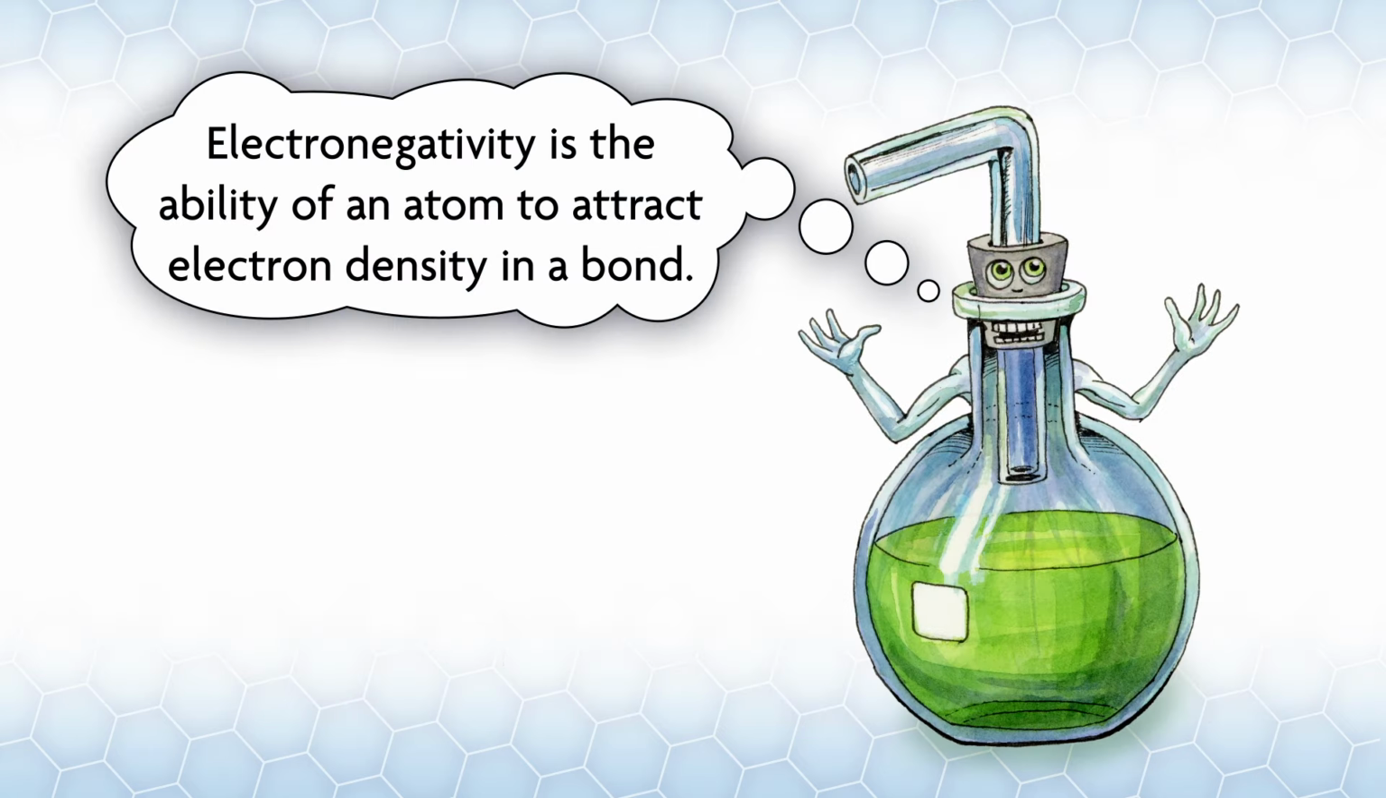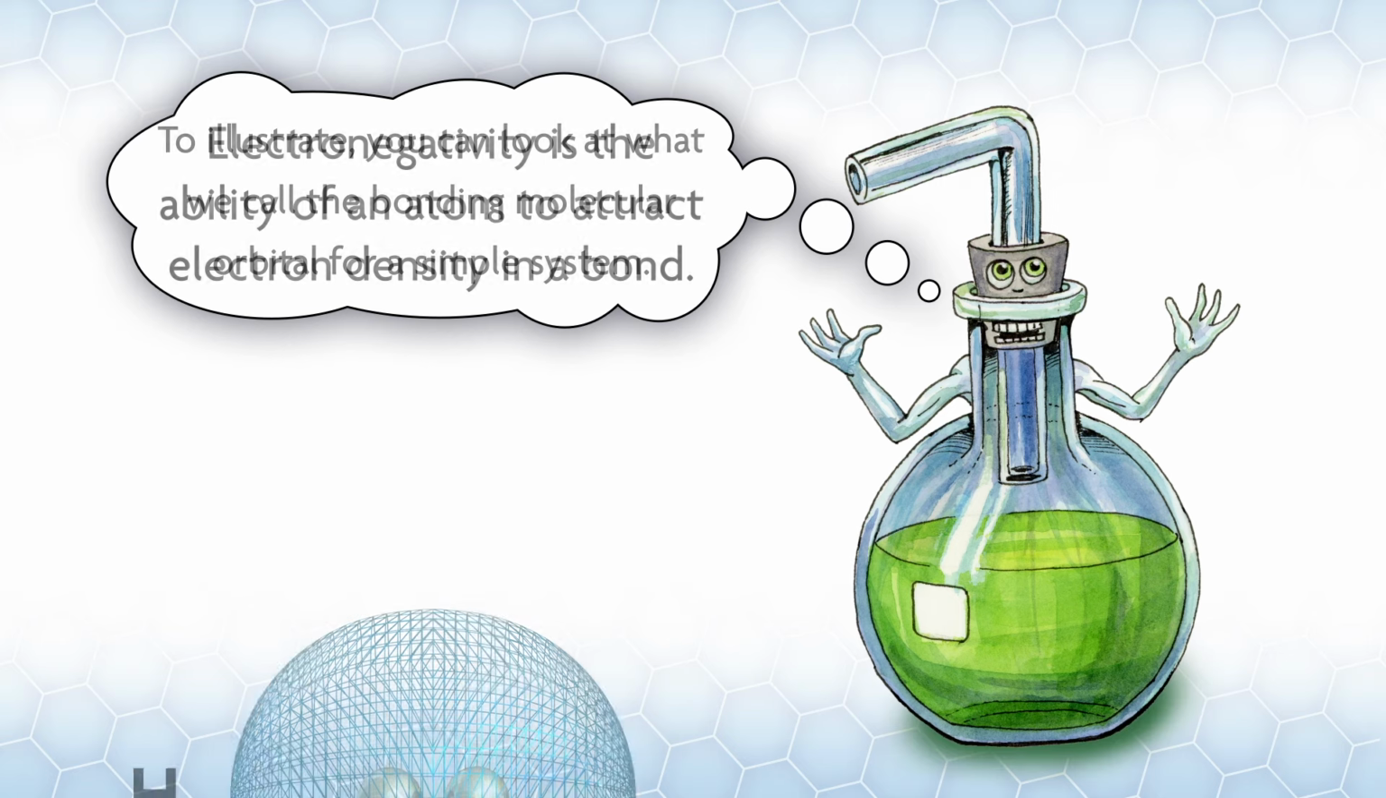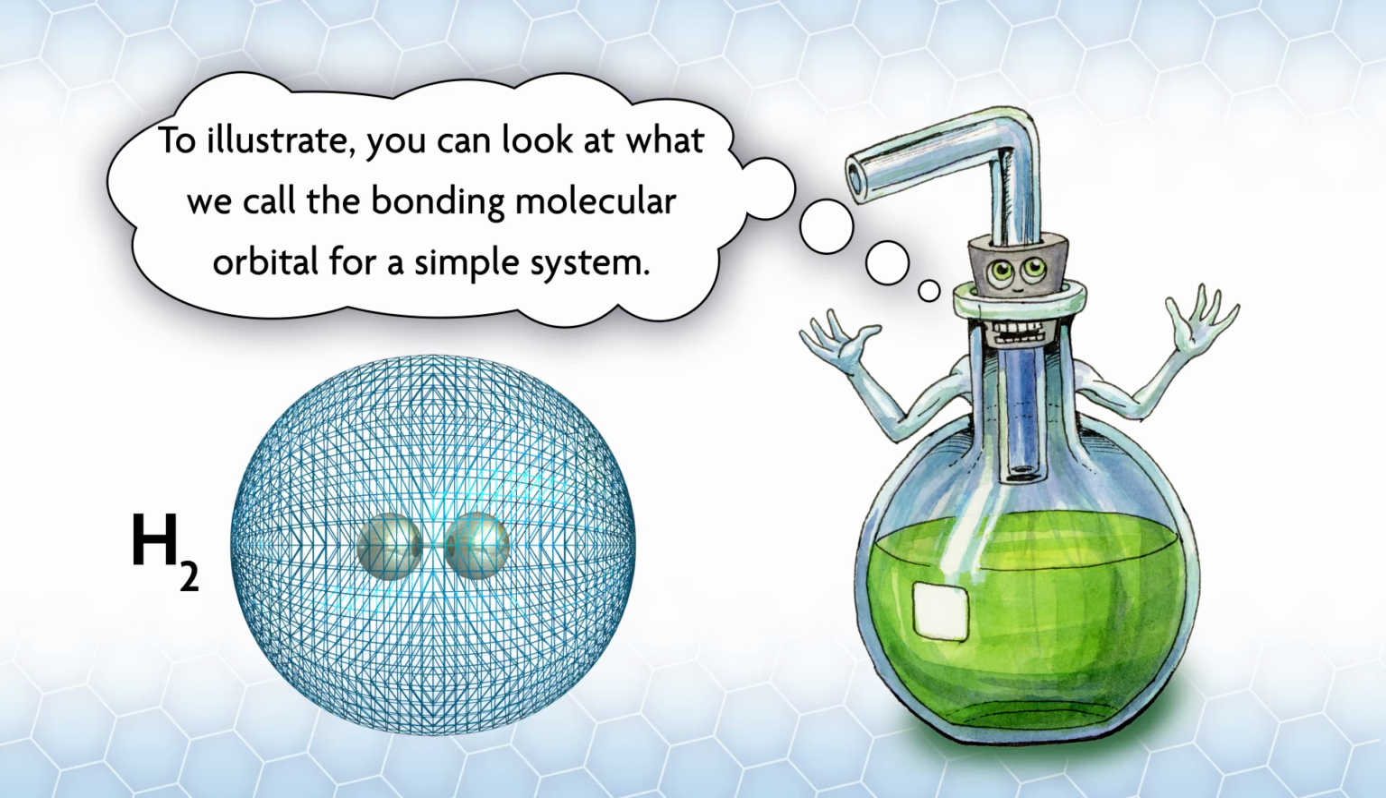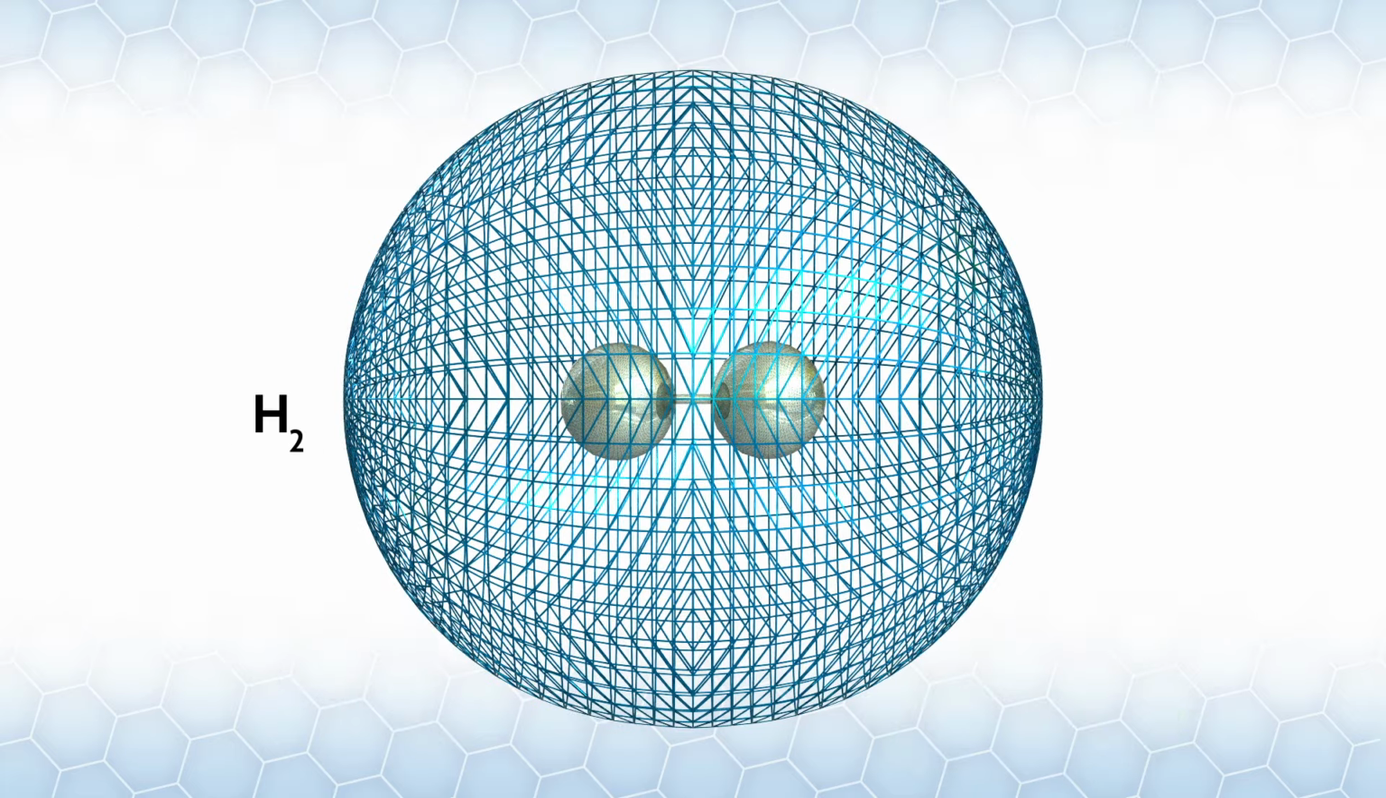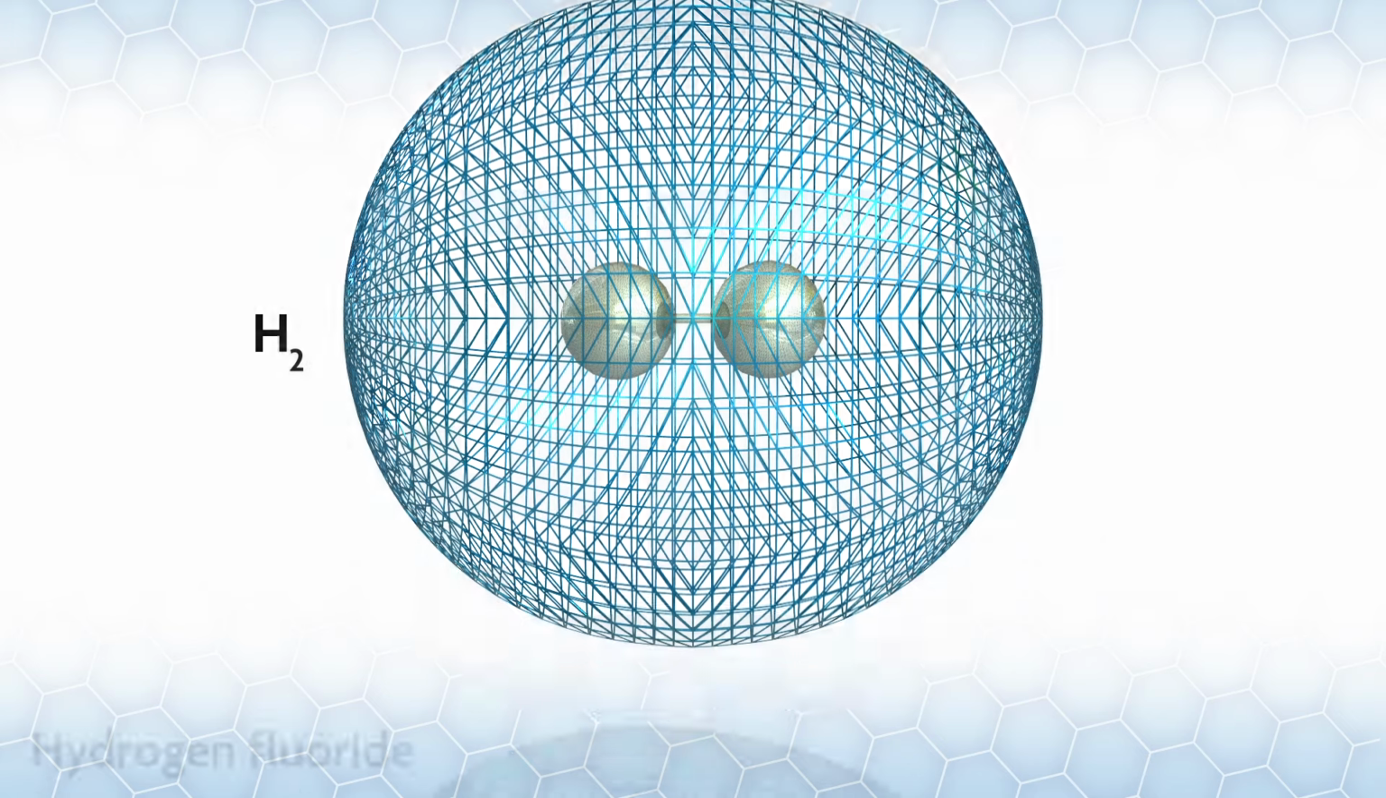A good definition of electronegativity is the ability of an atom to attract electron density in a bond. To illustrate, you can look at what we call the bonding molecular orbital for a simple system. This is where the pair of electrons bonding the 2 atoms together is residing around the 2 nuclei. This is what it looks like for H2. The 2 white balls indicate the positions of the hydrogen nuclei, and there's an evenly dispersed electron cloud around them shown with the blue mesh.